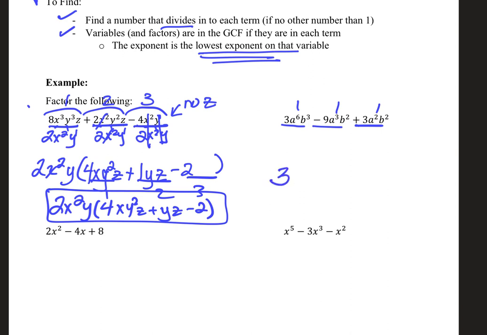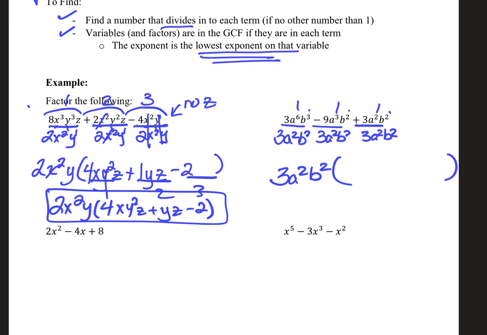So it's 3a squared b. B's lowest exponent is 2. So it's 3, 2, and 2. So its lowest exponent is 2. I divide by it, 3a squared b squared, into both of them. And that's what's put into parentheses.